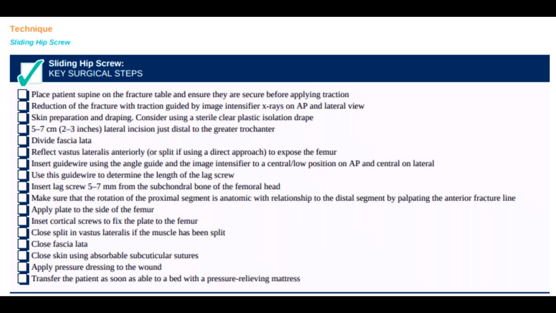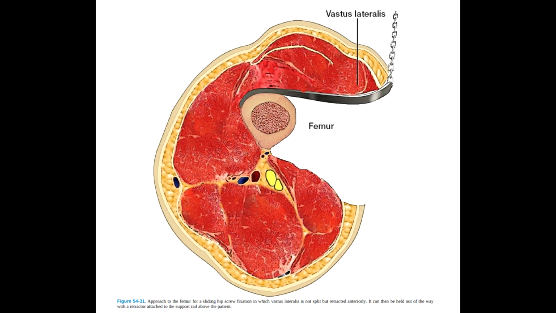After drilling, the lag screw is inserted, typically 5 to 7 millimeters short of the subchondral bone. The plate is then applied to the femur and secured with cortical screws. Closure follows in layers, and the patient is mobilized as soon as possible. On the cross-sectional anatomical illustration, you can see the surgical approach through the vastus lateralis. The muscle is retracted anteriorly, giving access to the lateral femur. This highlights the importance of respecting the anatomy and minimizing soft tissue trauma.